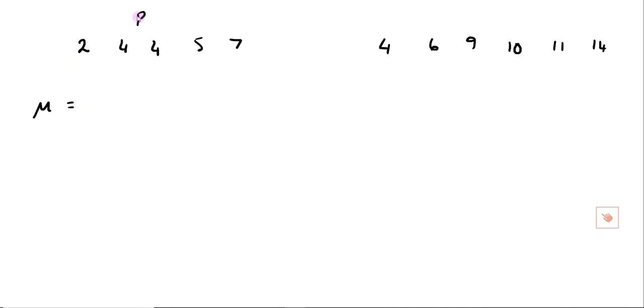So that's population 1. This is population 2. So what's the mean of it? 4.4. And how did you do it? Just add them all up, divide by 5. So the mean of population 1 is 4.4, and the mean of population 2 is 9.